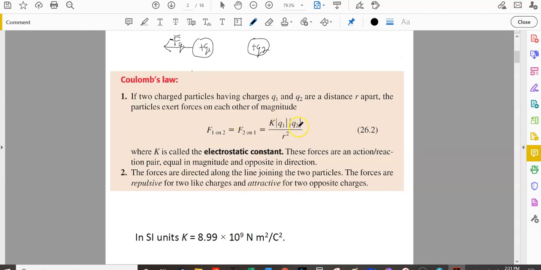So Q1 and Q2 are directly proportional. The amount of charge on either or both of these objects is directly proportional to the force, because we're comparing numerator to numerator. Also, the further away you are, so if this distance is really large, then this force is going to become much smaller. In fact, this force is going to be reduced by the square of the distance apart. So distance is important. It's inversely proportional.